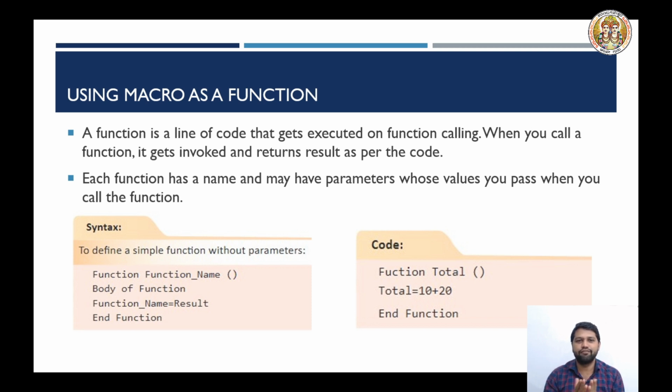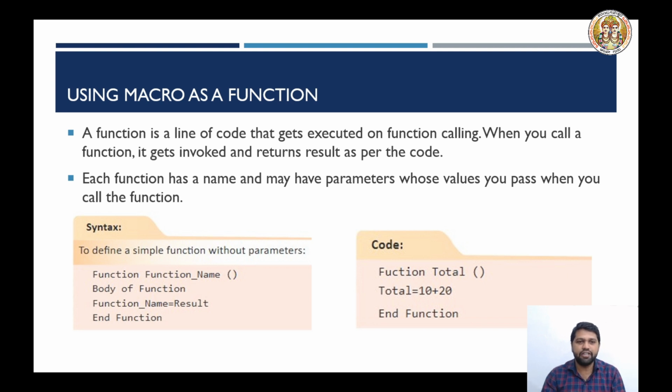A function is a line of code that gets executed on function calling. When you call a function, it gets invoked and returns the results as per the code. In a macro, we called that function using the shortcut key. Here we can create user defined functions. Built-in functions are sum, average, count. Whatever function we define or create ourselves is called a user defined function.